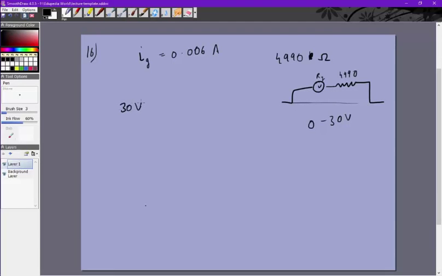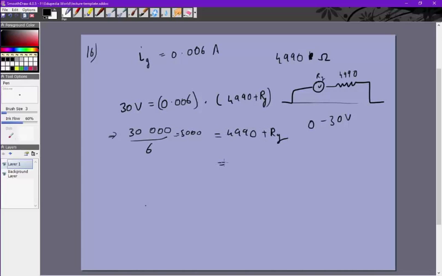That means 30 volts is equal to 0.006 amperes multiplied by the resistance, which is 4990 plus Rg, in series. So this is 30,000 divided by 6, which is 5000, is 4990 plus Rg, which gives you the resistance of the galvanometer as 10 ohms.